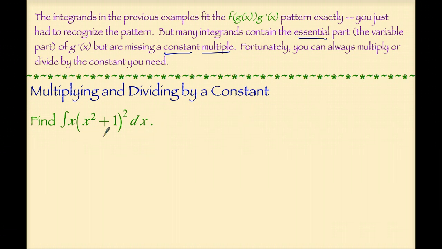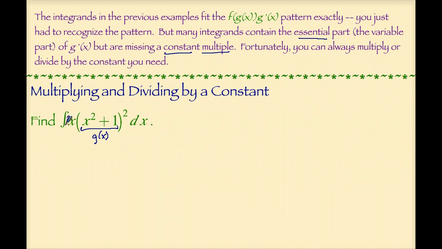Of course, we look at this integrand and recognize it is a chain rule remnant, the remnant of a chain rule derivative. Here is the inner function, g of x, and that's x squared plus 1. So g prime of x is 2x dx. As we look around the integrand, we see that we have the x dx, but we're missing the 2. As stated up here, you can multiply or divide by a constant, and that's what we need to do.